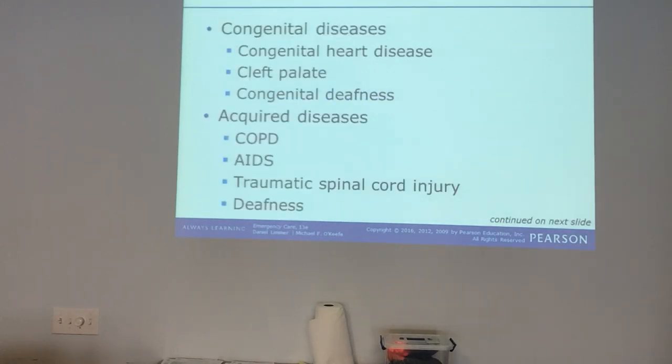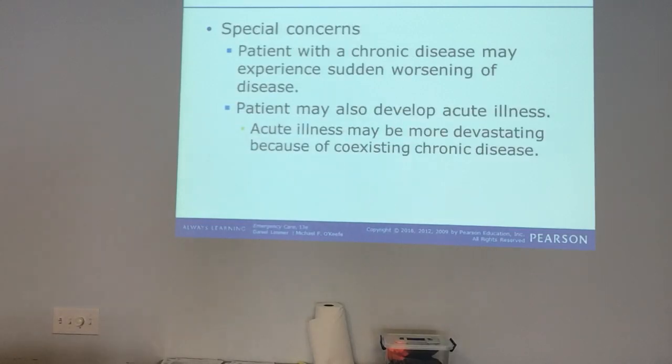So diseases and conditions. We could have congenital disease. What does that mean? They're born with it, right? Congenital heart disease, a cleft palate, congenital deafness. There are also acquired diseases: COPD, AIDS, traumatic spinal cord injury, or deafness. Some special concerns: a patient with a chronic disease may experience sudden worsening. The patient may also develop an acute illness.